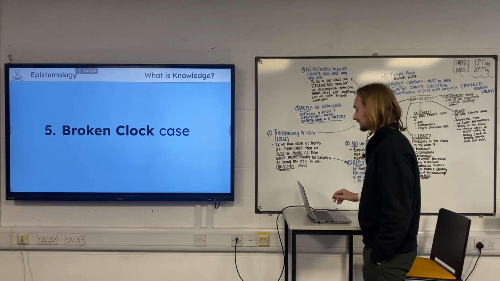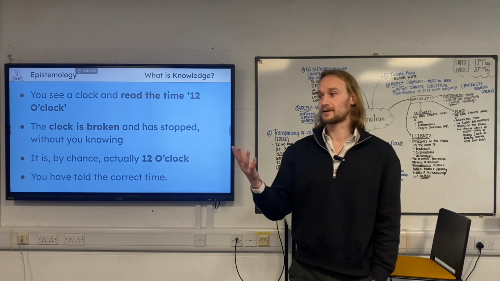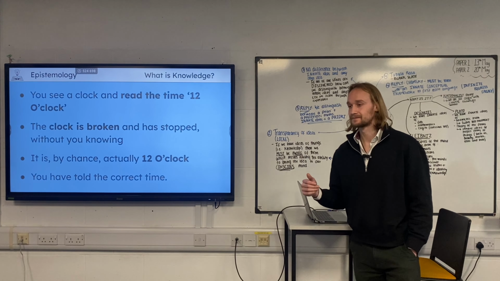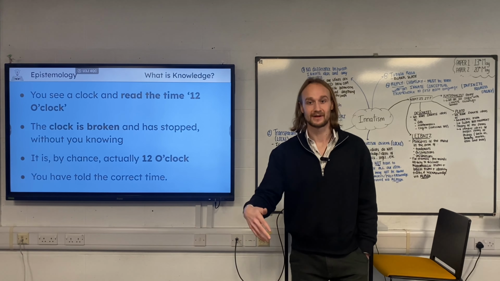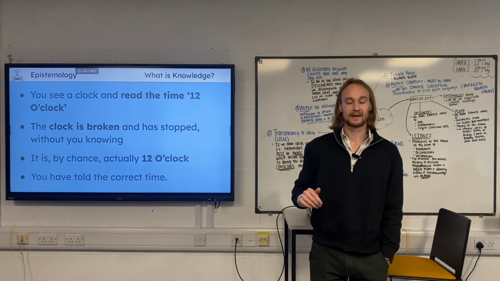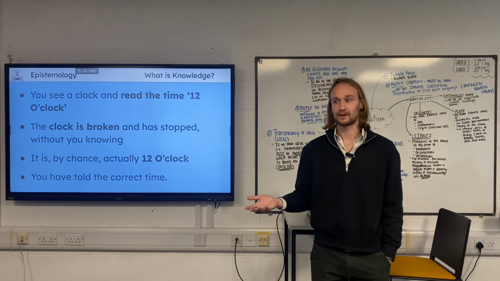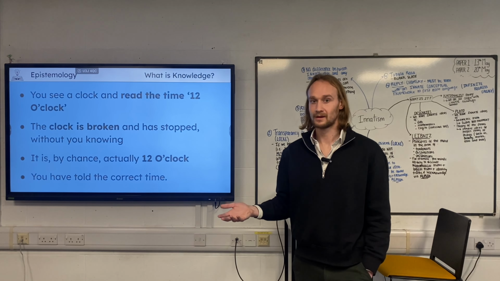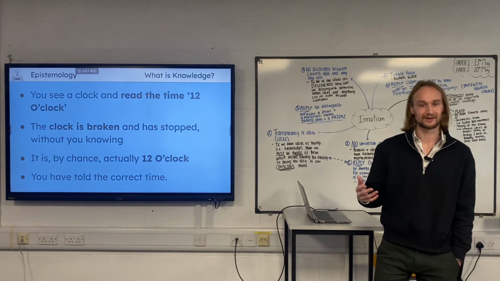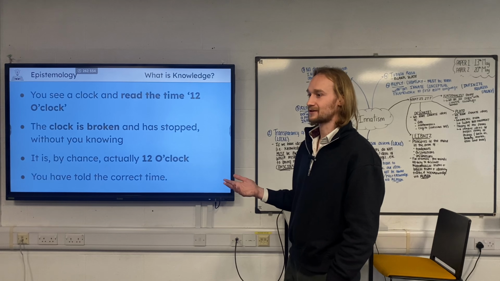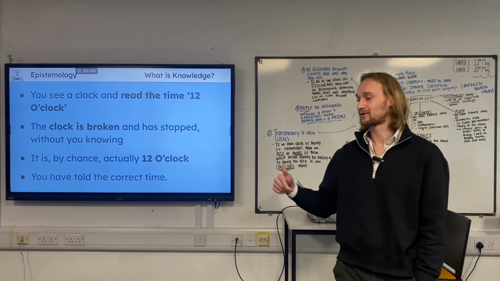Last one, broken clock case. So, you look at a clock, you see that it says 12 o'clock. The clock's actually broken, but you don't know it. So you make the statement, it's 12 o'clock. However, it is actually 12 o'clock right now. But the clock hasn't helped you to tell the time because the clock's broken. It's right twice a day, sure, but only by sheer chance is it actually 12 o'clock right now.